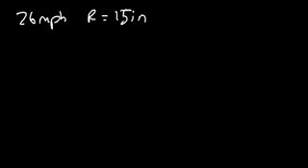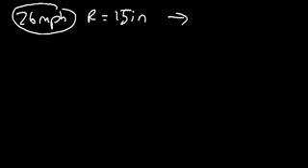All right, let's say you have a car that's moving at 26 miles per hour, and the radius of the wheel is, let's say, 15 inches. You have the linear speed. You want to find the angular speed in radians per second. So let's start with miles per hour.